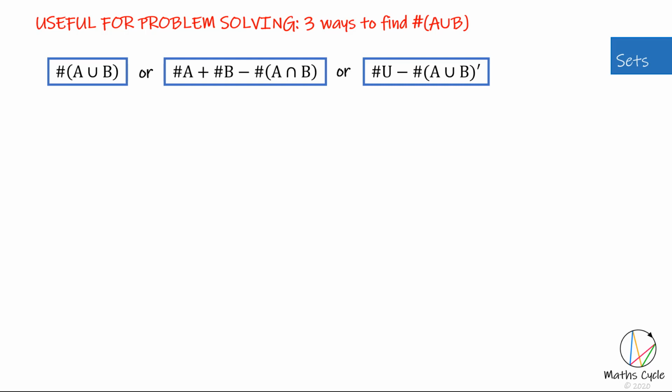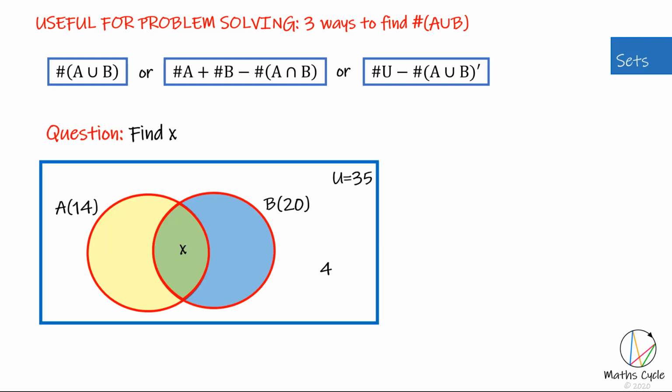Now this is a very useful tool for problem solving. You actually end up with 3 ways to find the cardinal number of A union B. So first of all, you can do it the regular way, just count the cardinal number of A union B. Or now you can say it's the cardinal number of A plus the cardinal number of B, take away the cardinal number of the intersection, so we don't count it twice. Or in fact, you could say it's the cardinal number of the universal set, take away any elements that are in the complement of A union B, any elements that aren't in A union B. Now, if you look at it from all of these different angles, this can help you with some questions.